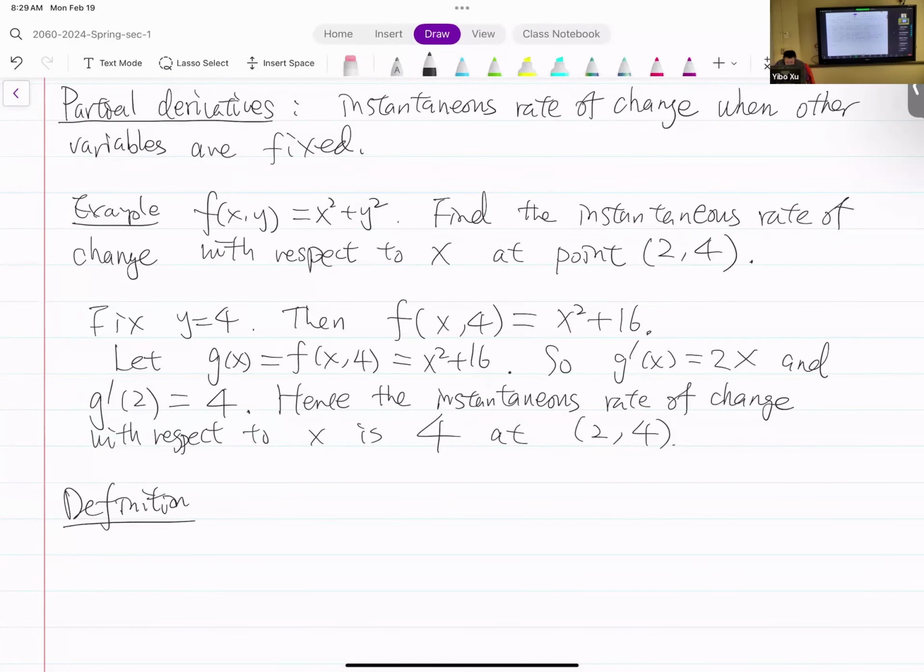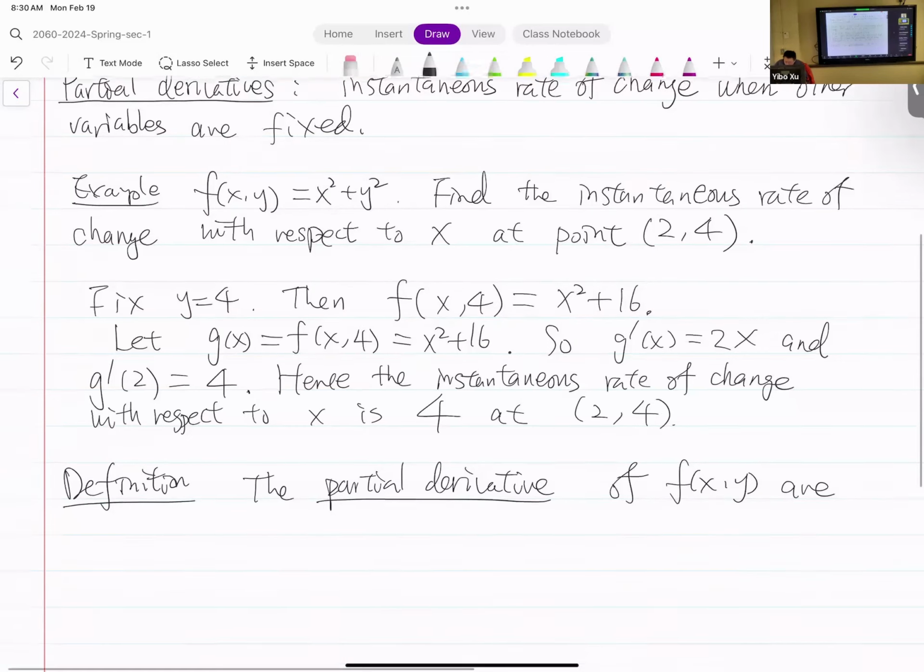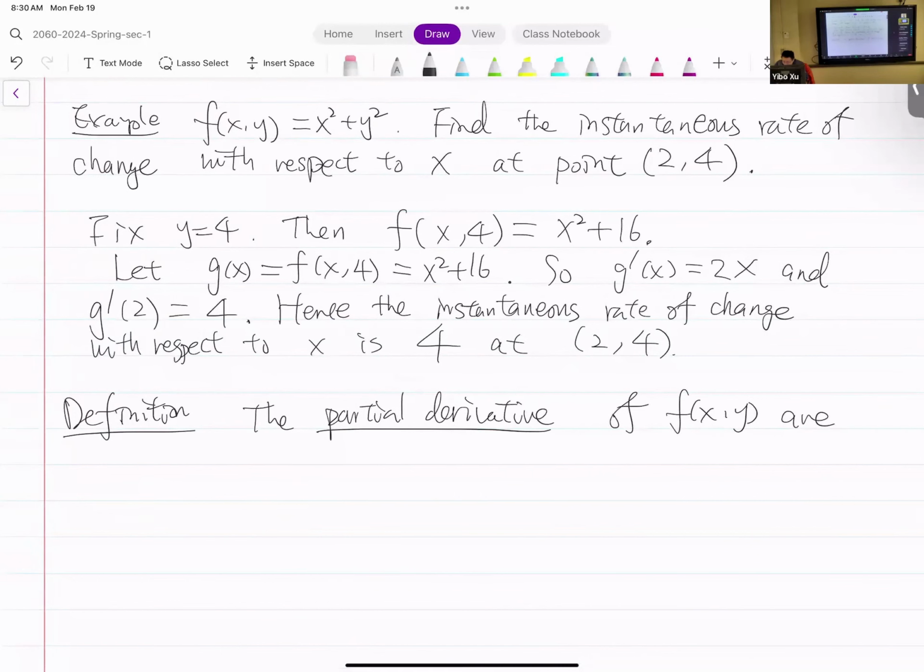Definition. So the partial derivative of f of x y. So there are 2 of them. Okay, one of them is with respect to x, the other one is with respect to y, right? So when we do the notation, it's going to be f sub x of x y. So the subscript x is just telling you this is a partial derivative with respect to x. Okay? And when you define this partial derivative you just think about fixing y, and only changing x.